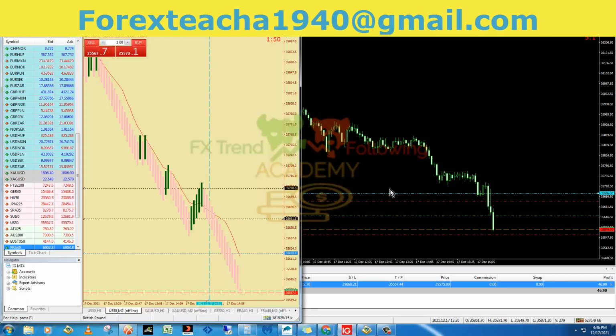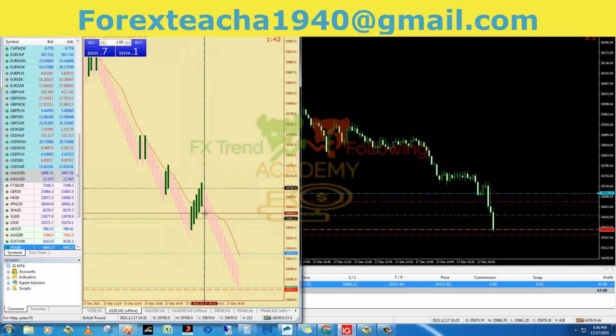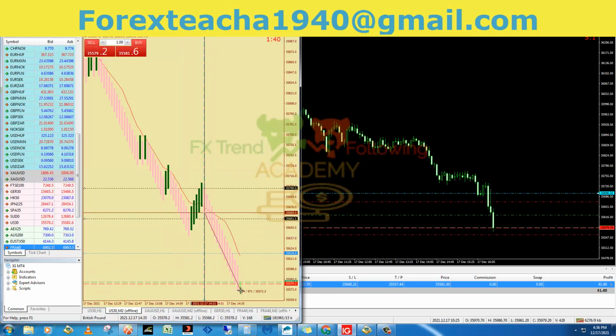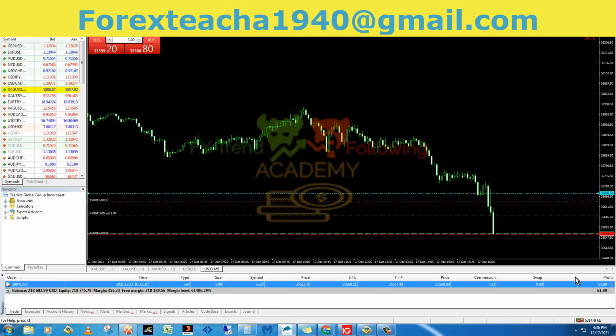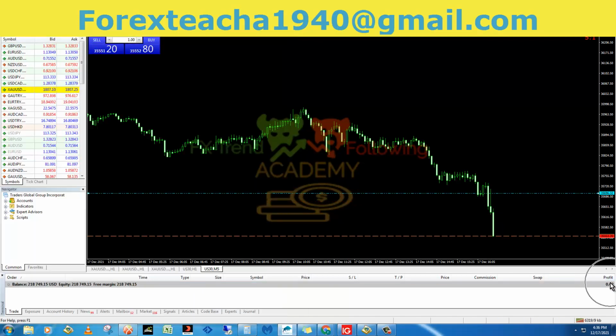So you can actually see this trend started back here. And from here, it moved all the way from here up to down there. It's almost 100 pips already. All right, so this is 100 pips already. So you can only imagine if you were trading like right here. This is another one, another take profit was hit.